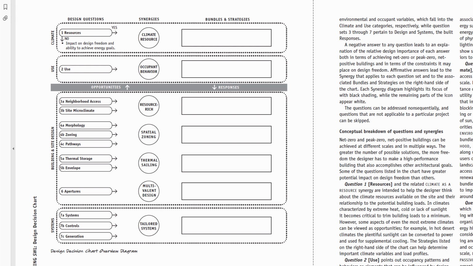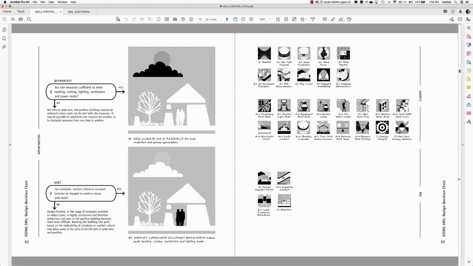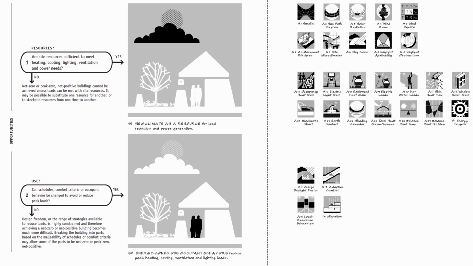Each of those sets of questions is linked to one of the synergies. Each of those synergies is then linked to bundles and strategies that can be used to carry it out. And here's generally what that looks like. So we start with a question on the left-hand side. We're looking at resources. We might ask a question, are the site resources sufficient to meet the heating, cooling, lighting, ventilation, and power needs? Charlie's answer to all of these is yes, if you want to do a net zero building. So you can see the large icon relates to a synergy.